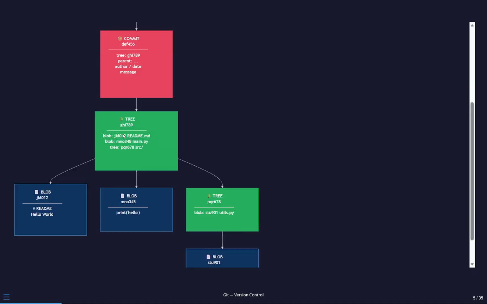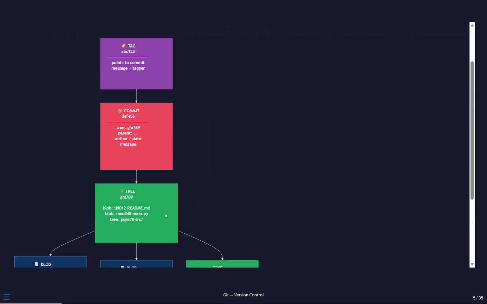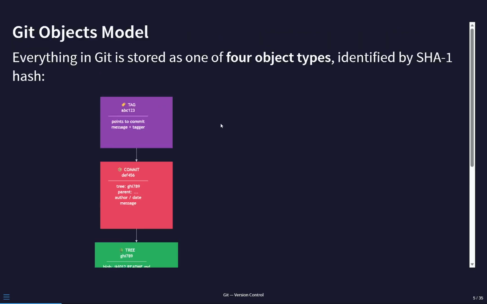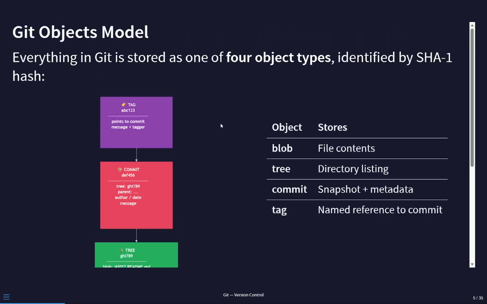Tags are named pointers to specific commits. Annotated tags store extra metadata, like a message and a tagger. Follow the diagram. A tag points to a commit. The commit points to a tree. The tree points to two blobs, the readme and main.py, and to a subtree for the src directory, which in turn points to another blob.